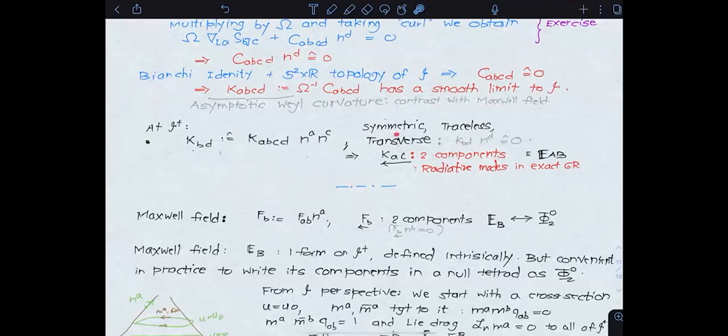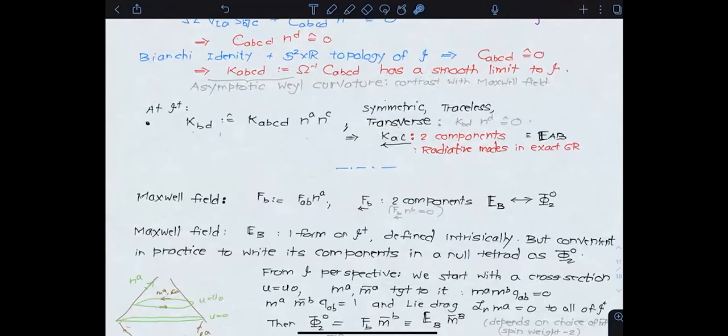Therefore, I got symmetric, transverse, traceless, and you can calculate the two components of this, and you can easily show that it has precisely two components. And furthermore, we just saw that K_AB times N^B is equal to 0. Therefore, these two components are really the angular components only, and so we can write it as E_AB. So these two components are the same as its angular components.